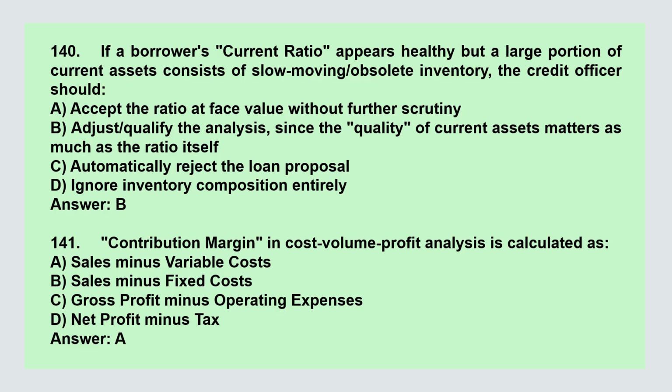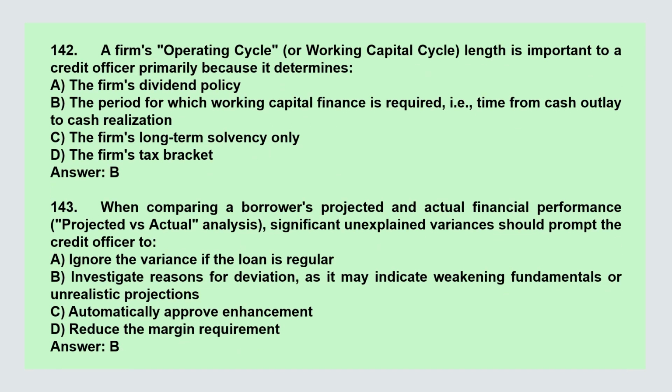Contribution margin in cost volume profit analysis is calculated as answer A, sales minus variable costs. A firm's operating cycle or working capital cycle length is important to a credit officer primarily because it determines the period for which working capital finance is required, the time from cash outlay to cash realization.